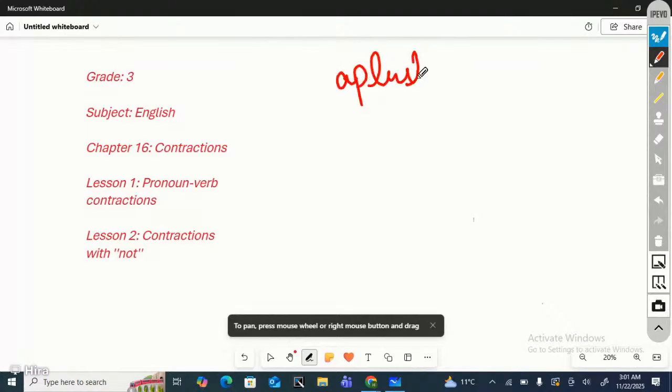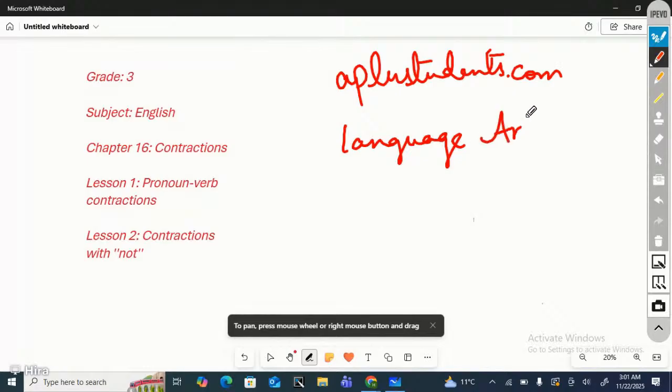Let's log in to aplusstudents.com. Then go to language section, Grade 3.